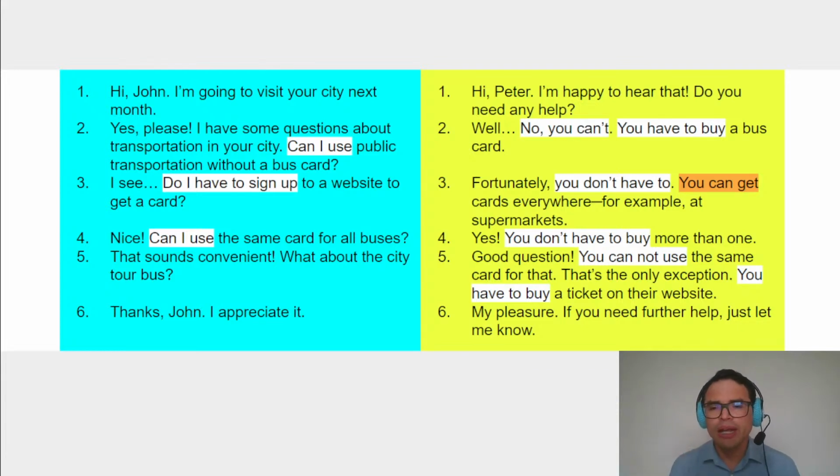Yellow, number 4. You don't have to buy more than one. It's not necessary to buy more than one. Yellow, 5. You cannot use the same card for that. It's not allowed. It's not okay. It's not permitted. You have to buy a ticket. You have to do it. It's obligatory. All right? So if you want to express necessity, you can use can or have to.